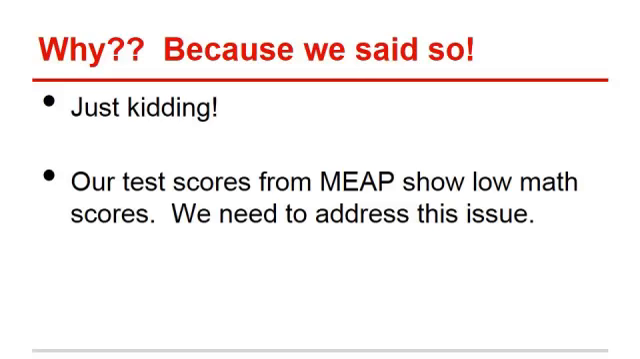Why? Because we said so. Just kidding. Our test scores from NWEA and MEAP show low math scores. We need to address this issue. According to the school improvement data, Clinton Community School students need help in math. Our goal is to increase math performance of all students by 5% within the next year. To accomplish this goal, we will improve instruction, look at data, interpret data, and adjust instruction to meet the needs of all students. Today is the first step in bringing Math Common Core standards into all content area classrooms.